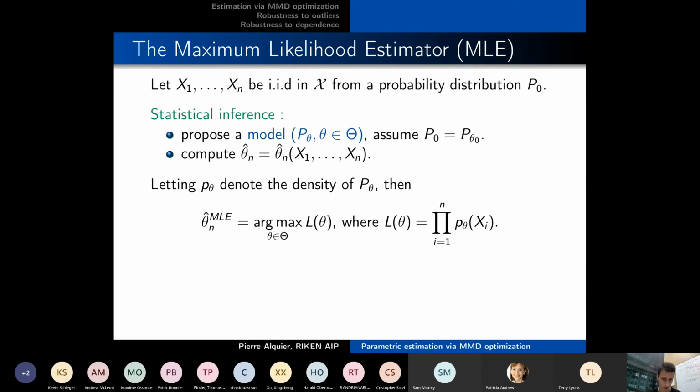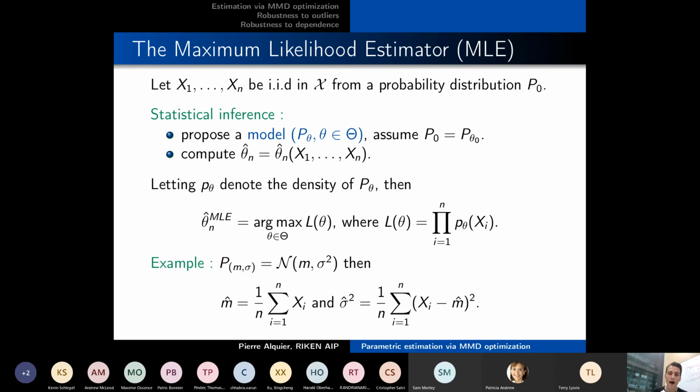So I remind you of the definition of the MLE. You define the likelihood as the product of the densities, with respect to any sigma-finite measure, of the P thetas, and then you maximize this quantity. A very famous example: if you assume that the model is made of Gaussian distributions, then you recover the estimator of the expectation by the empirical mean and of the variance by the empirical variance.